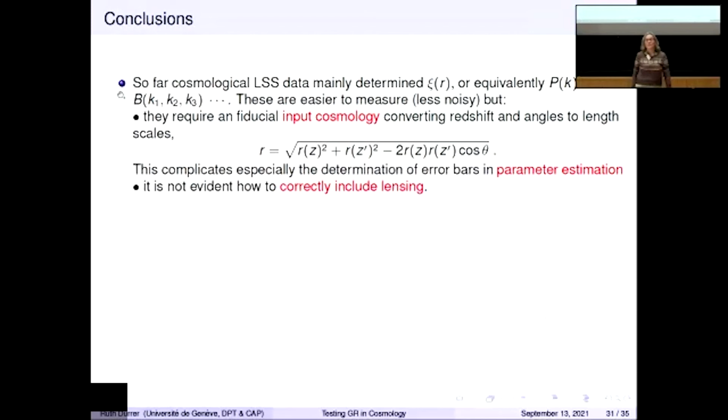Okay, let me conclude. The main thing which I want to say here is, in the past, people have mainly measured quantities in real space in cosmology: the correlation function or power spectrum, or then the bispectrum or higher cumulants of the spectrum, which are interesting because non-Gaussianity develops when nonlinearities come in. But they all require a fiducial input cosmology. So you cannot use them to test your cosmology because you need it to get at them.